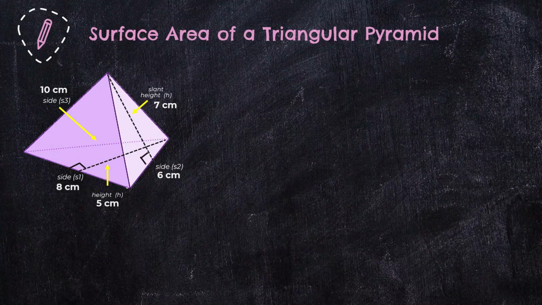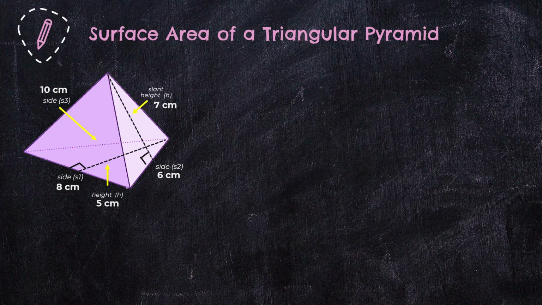Next is to find the surface area of a triangular pyramid whose sides of the base are 8 centimeters, 6 centimeters, and 10 centimeters, and the slant height of 7 centimeters, and the height of the base, which is 5 centimeters.